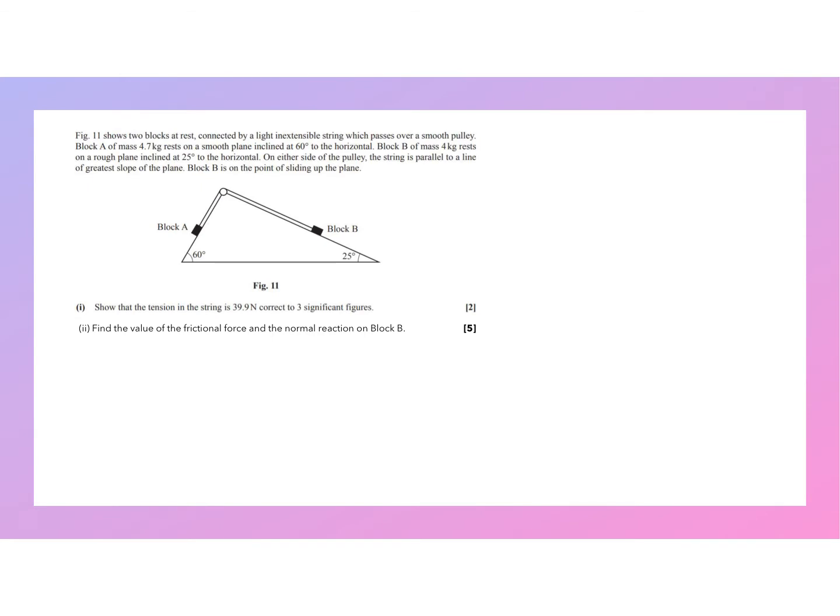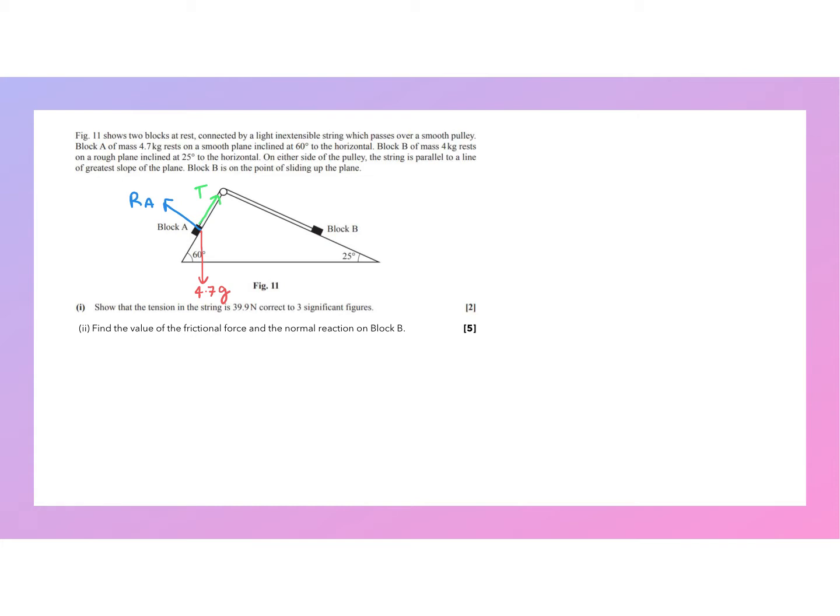We have two blocks at rest connected by a light inextensible string passing over a smooth pulley. A has a mass of 4.7 kilograms. So instantly I'm going to draw in the weight of A, which is 4.7g, resting on a smooth plane inclined at 60 degrees to the horizontal. Let's put in the normal reaction on A, which I'm going to call RA. And there's obviously going to be a tension in the string like that.